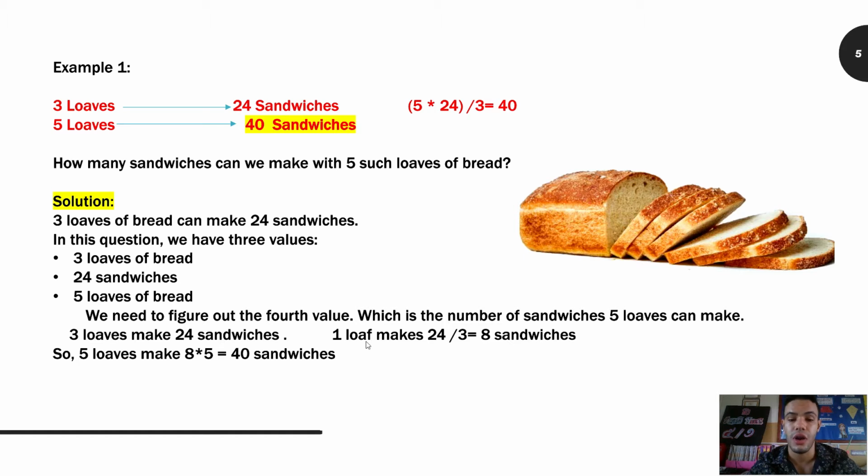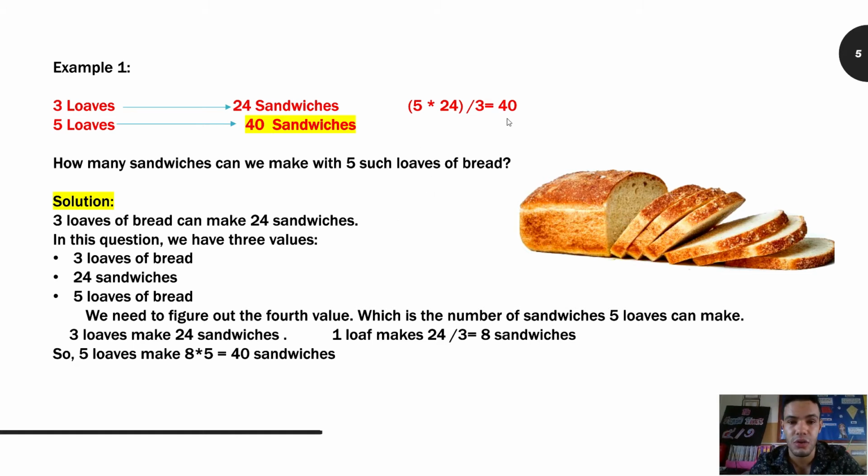But before, you go and calculate 1 loaf of bread: how many sandwiches can we make out of 1 loaf of bread? So you put 24 divided by 3 is 8 sandwiches. If you can make 8 sandwiches out of 1 loaf of bread, how many can you make if you have 5 loaves of bread? Then you put 8 multiplied by 5 is 40 sandwiches. That's if you want to make it easier.